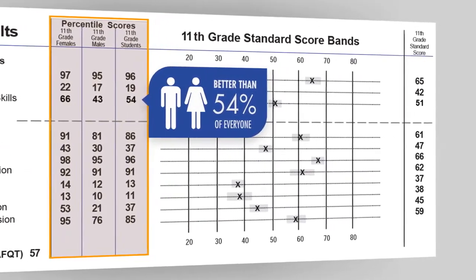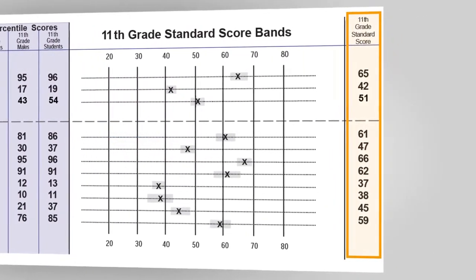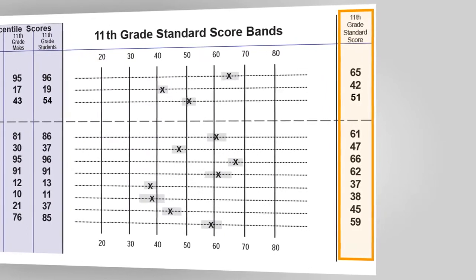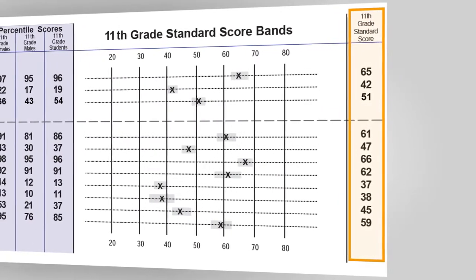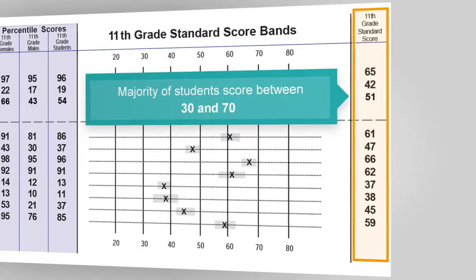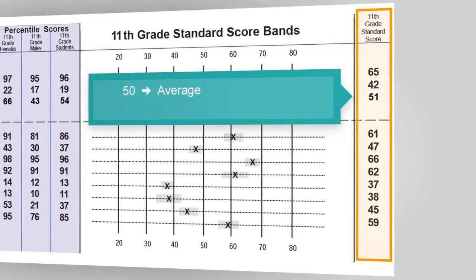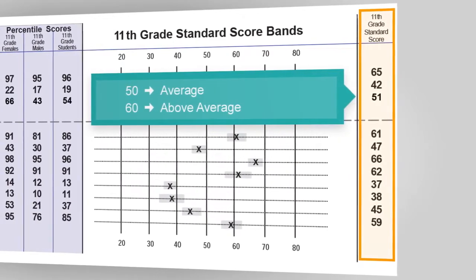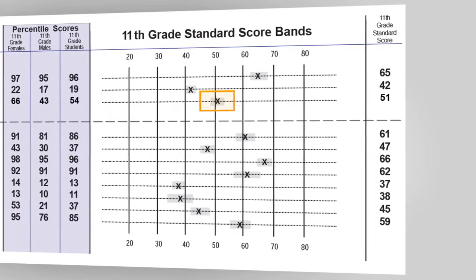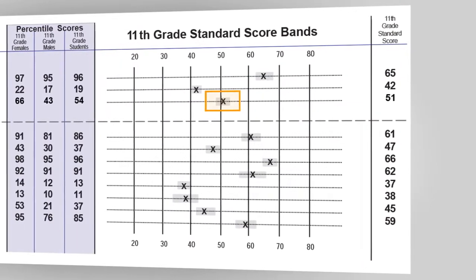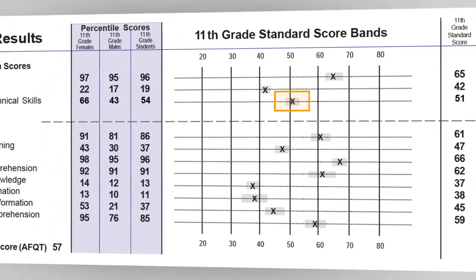Now, let's look at the standard scores. Standard scores can be confusing. Standard scores are not like what you're used to seeing on a test where the scores range from 1 to 100. On the ASVAB test, the majority of students score between 30 and 70. This means that a standard score of 50 is an average score, and a score of 60 would be an above-average score. You'll notice gray score bands around each score. These bands show the range that scores would probably fall in if you took the test again.